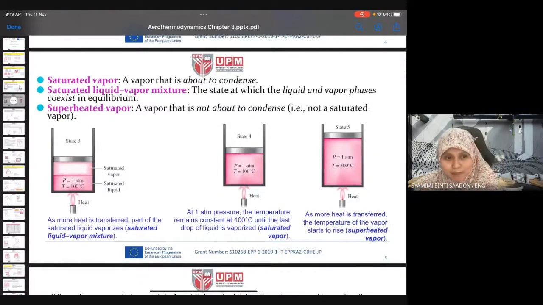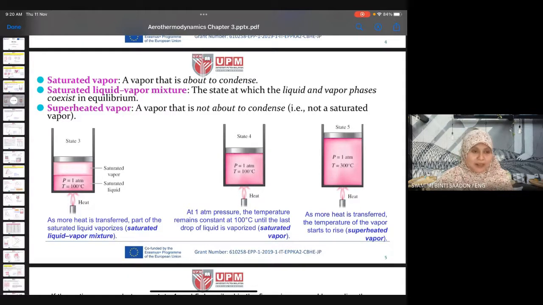Next, saturated vapor: a vapor that is about to condense. Condensation, you understand? First, vaporization is from liquid to gas. That one I think you already know. Condensation is the opposite, from gas to liquid. So a vapor that is just about to start to condense, at that point we call the phase of the water saturated vapor.